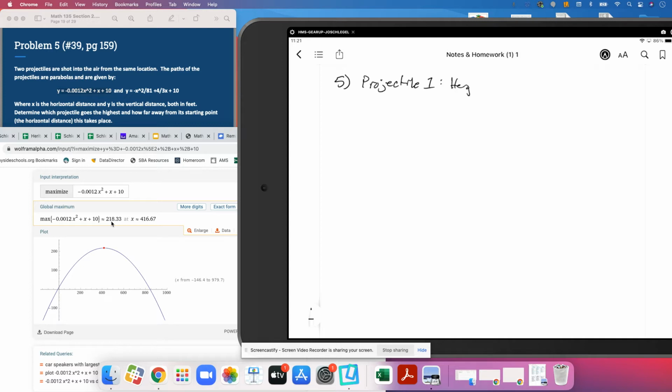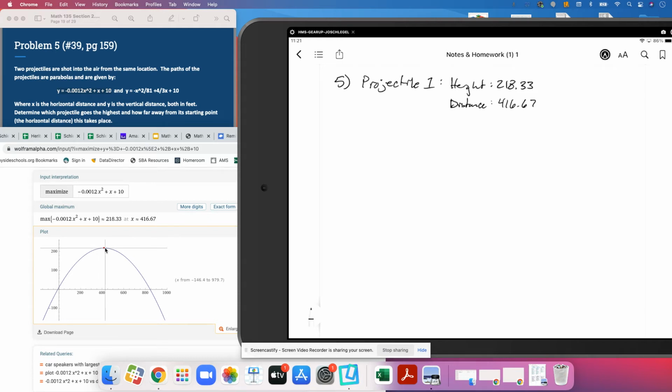Height is 218.33, and distance is 416.67. And now that is not the furthest distance that this thing traveled before it hit the ground. It looks like it went about 825 feet or so. We are talking about this point right here. So at 416 feet this way, away from where it started, it reached a maximum height of 218 feet.